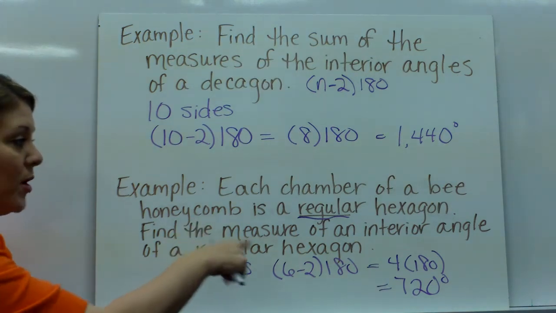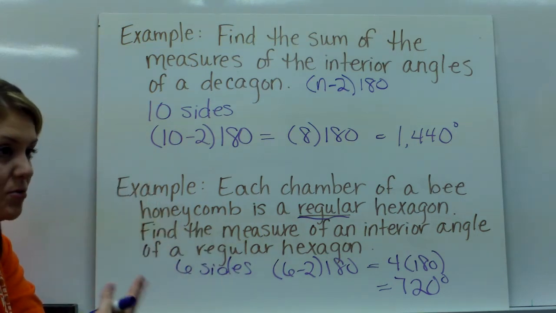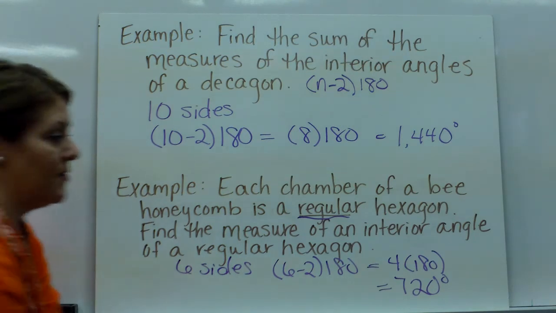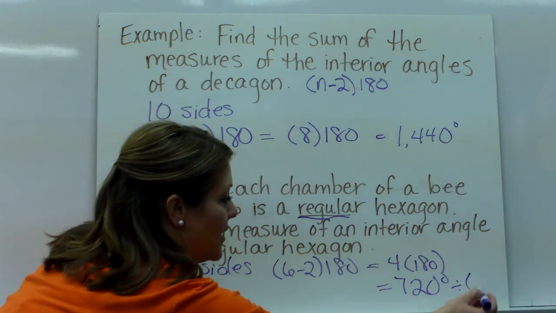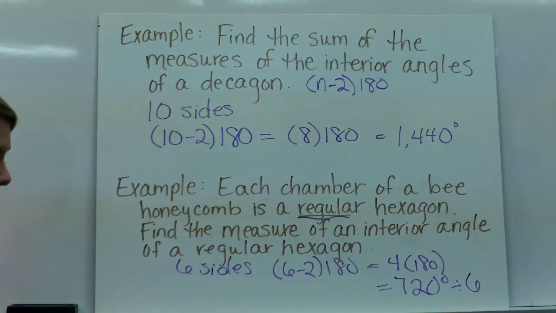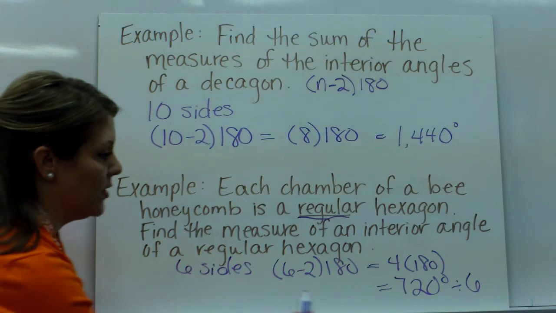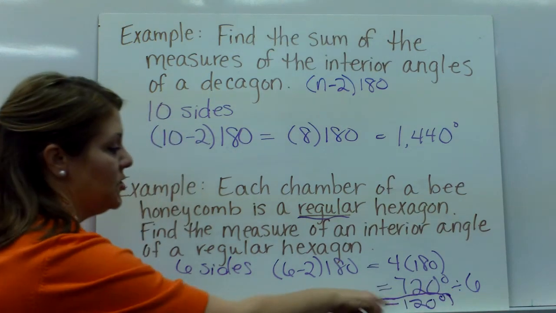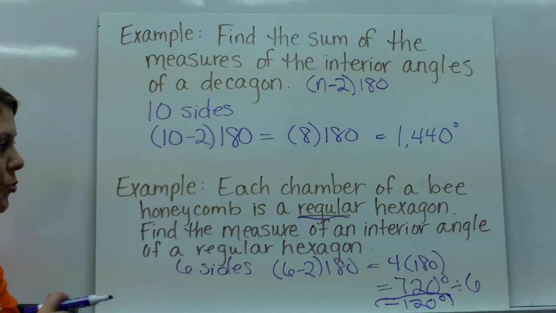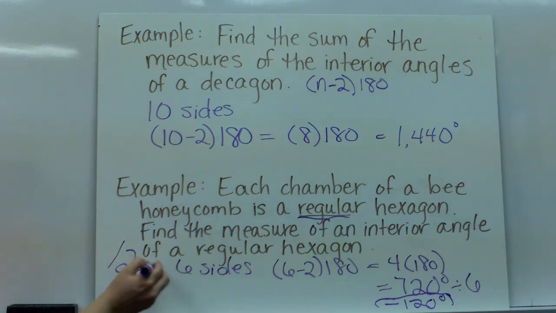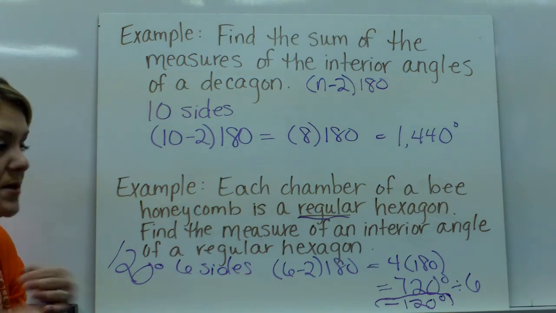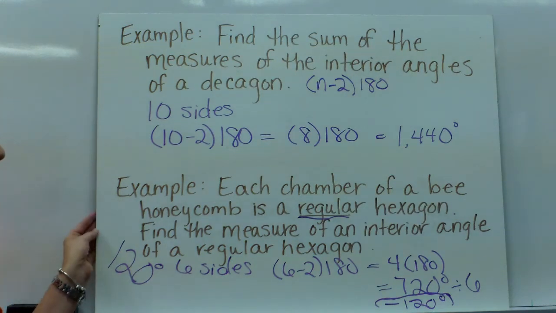They want to know the measurement of one of the angles. Since we know they're all the same measurement, all we need to do is take that 720 and divide it by 6. 720 divided by 6, and I'll just check my math here, is 120 degrees. I hope that you can see this in the video, I'm so sorry. Each of the angles in that regular hexagon will be 120 degrees because they are all the same measurement and they'll total up to 720. We'll do more examples of this in class.